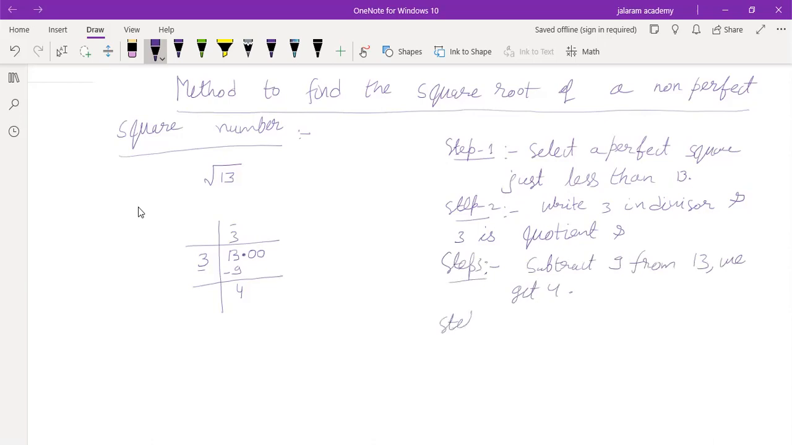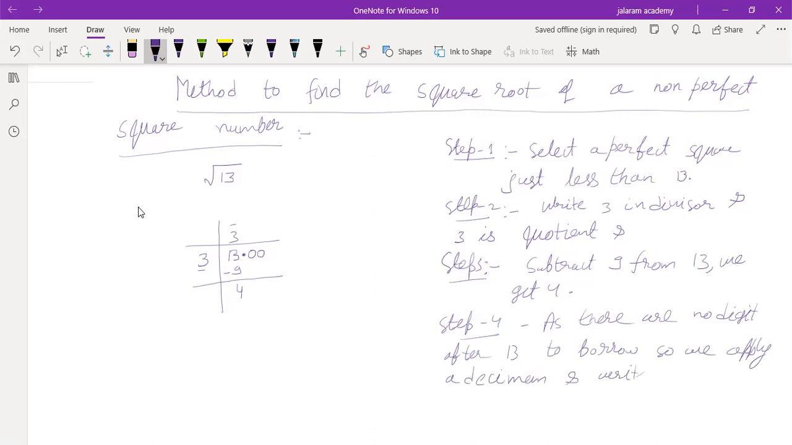Step 4. As there are no digits after 13 to borrow, we apply a decimal and write a pair of 0 after the decimal.